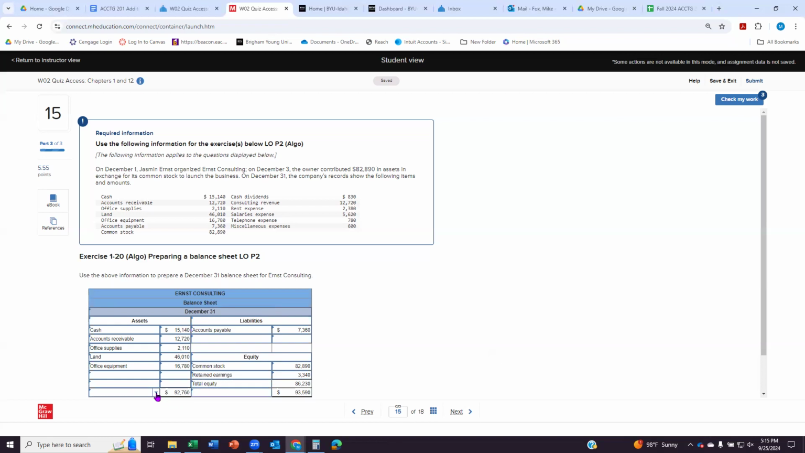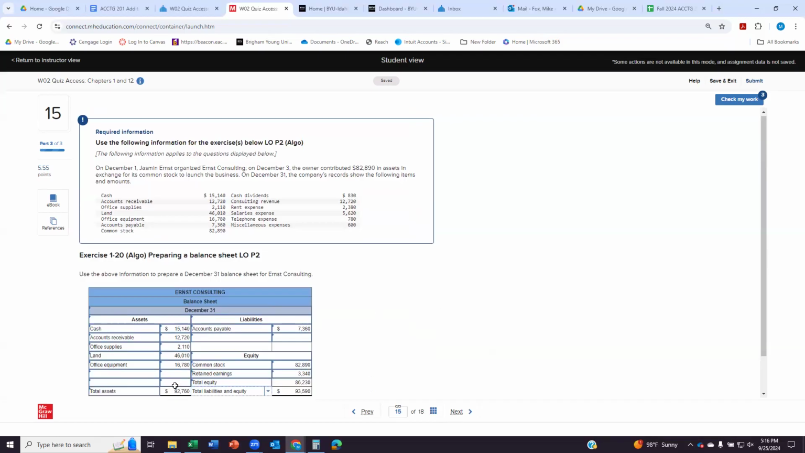And then this title down here will be total assets, and this will be total liabilities and equity. And now look, they don't match, which means I've got a problem. So I've got to figure out what's going on. The assets always have to equal the liabilities plus the equity. So it's possible I just made a mistake somewhere in here. I'll double check my numbers.